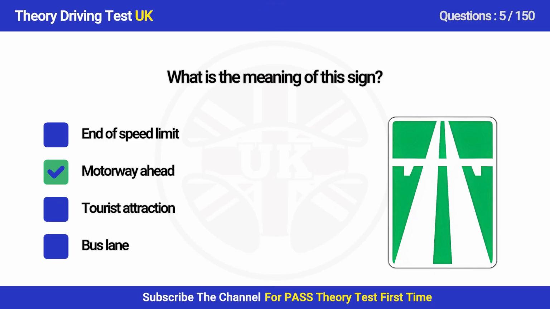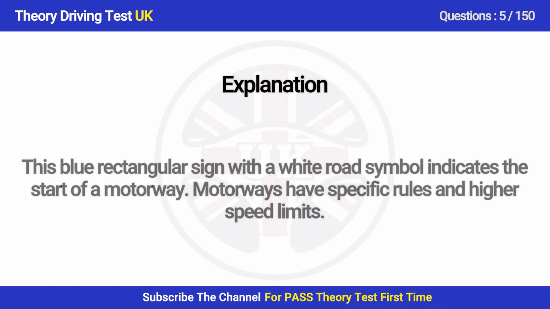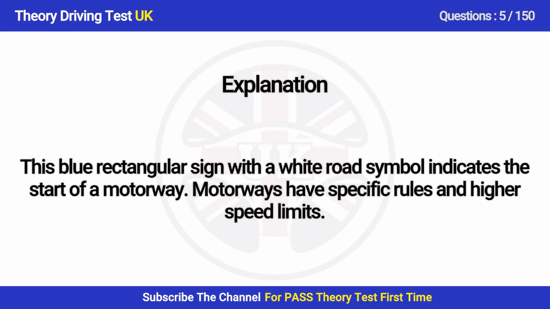Answer is B. Motorway ahead. This blue rectangular sign with a white road symbol indicates the start of a motorway. Motorways have specific rules and higher speed limits.